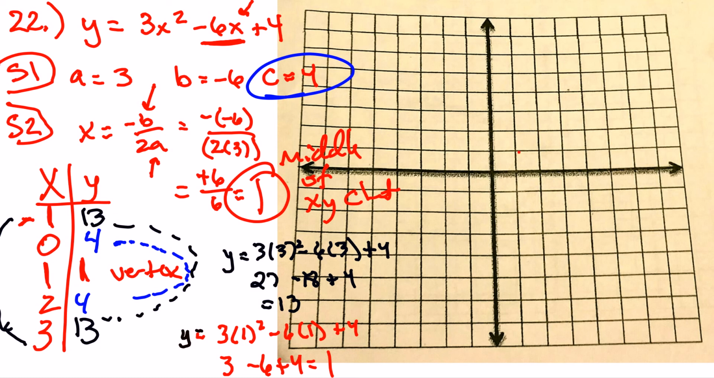So I go right 1 up 1, 0, 4, right 2 up 4. I'm going to go 3. 13's way up here, and negative 1's way up there. And that's it. You're done. You don't have to do the parent function because we already know now that since A is positive, it should have been a U. We know about the y-intercept. We know that it's a little bit thinner than normal, all because of that. So that's it. That's it for 22.